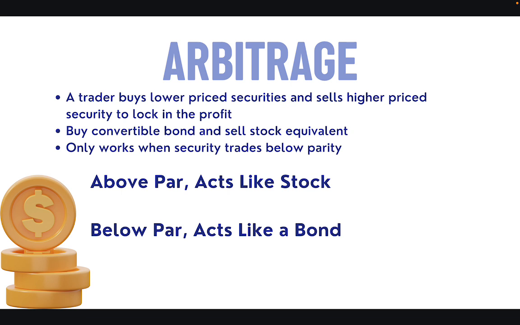Buying the convertible bond and selling the stock equivalent is one way in which this is often done using convertible bonds. But it only works when the security trades below parity. Again, that makes sense. It has to be trading below parity in order for you to gain a profit. So if it's above par, it's going to act like stock. And if it's below par, it's going to act like a bond.